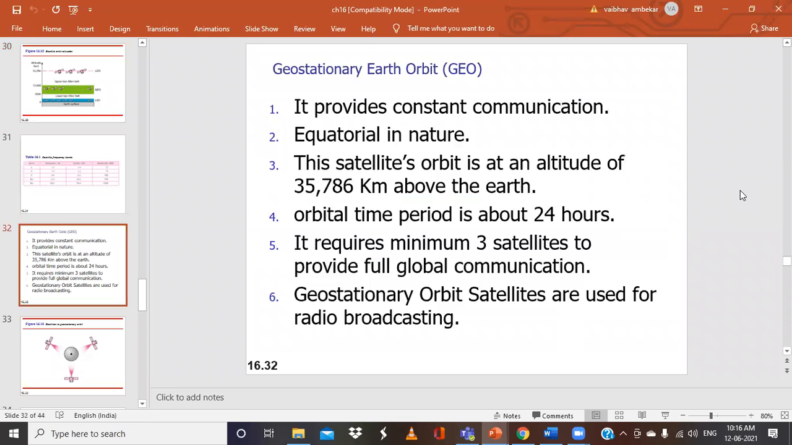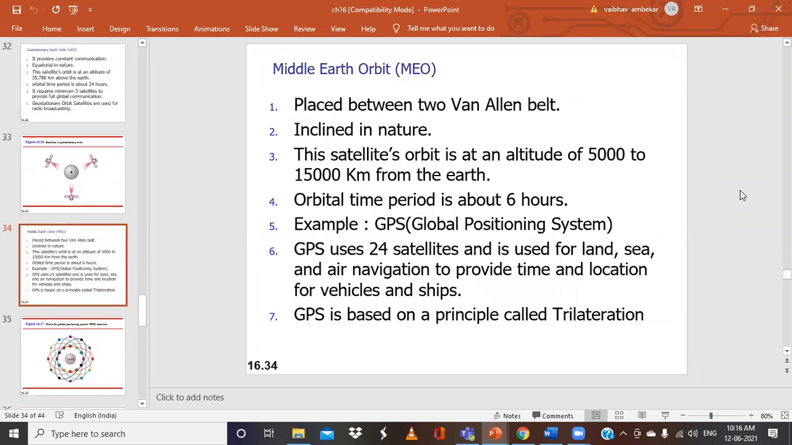And the orbital time period for these types of satellites is 6 hours. So that is the time required, a minimum of 6 hours, or you can say 6 to 8 hours. That is the period required for the satellites, which is 6 hours.